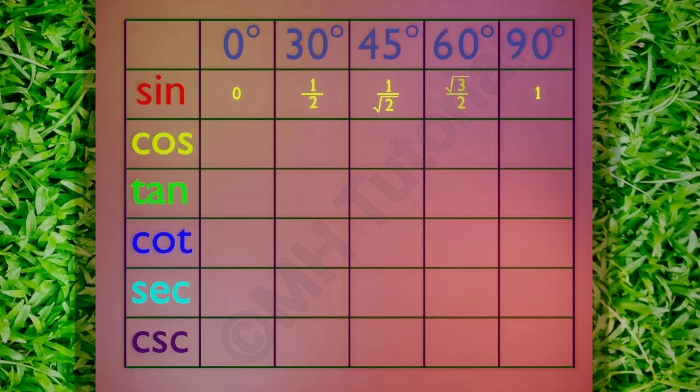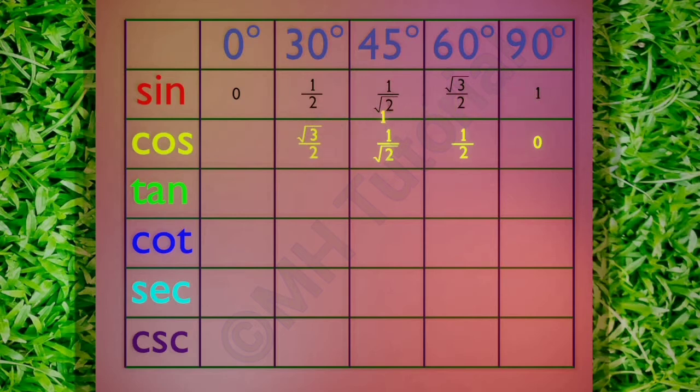Now, it is time to find out the corresponding values of cos. To do this, simply put all values of sine in this row, but in reverse order. Let's put the sine 0 degree value under the cos 90 degree box. Put the sine 30 degree value under the cos 60 degree box. Put the sine 45 degree value under cos 45 degree. Put the sine 60 degree value under the cos 30 degree box. And finally, put the sine 90 degree value under cos 0 degree. Thus, we get the cosine values of the corresponding angles.